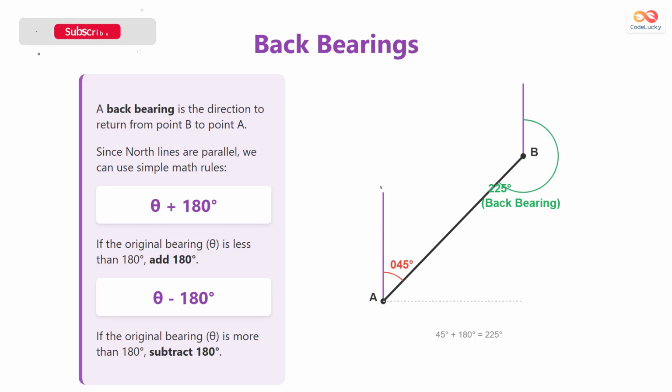A back bearing is the direction to return to where you started. If your forward bearing is less than 180 degrees, add 180. If it is more, subtract 180.